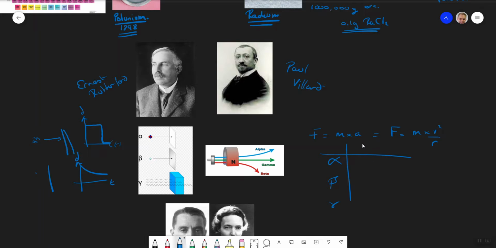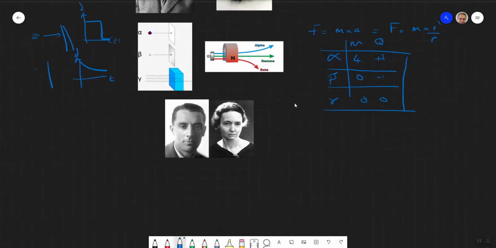And we get our ideas of the mass, which is 4, 0, 0, and the charge, which is +2, -1, 0. And that is what Rutherford and Villard identified, and they said, oh, there are only these 3 types. There are more. Well, it turns out there is slightly more.